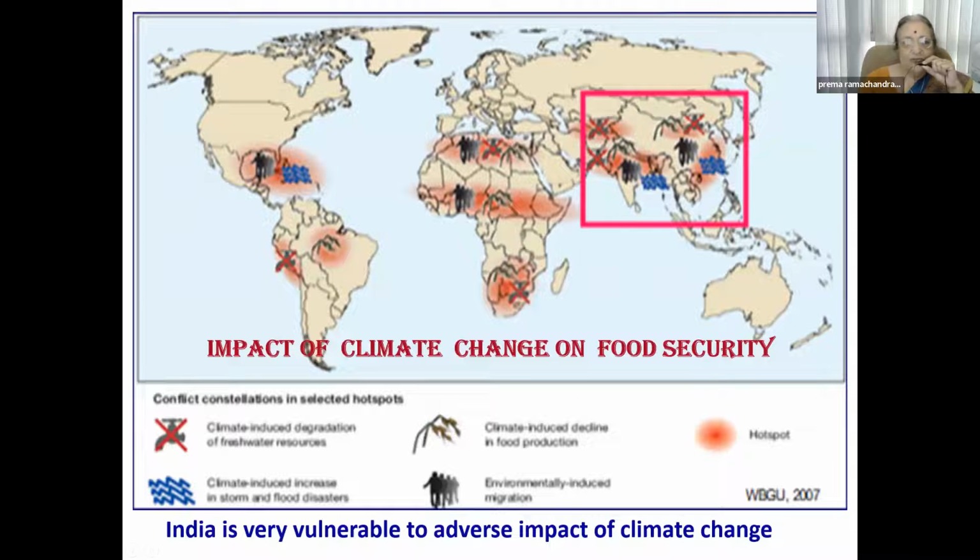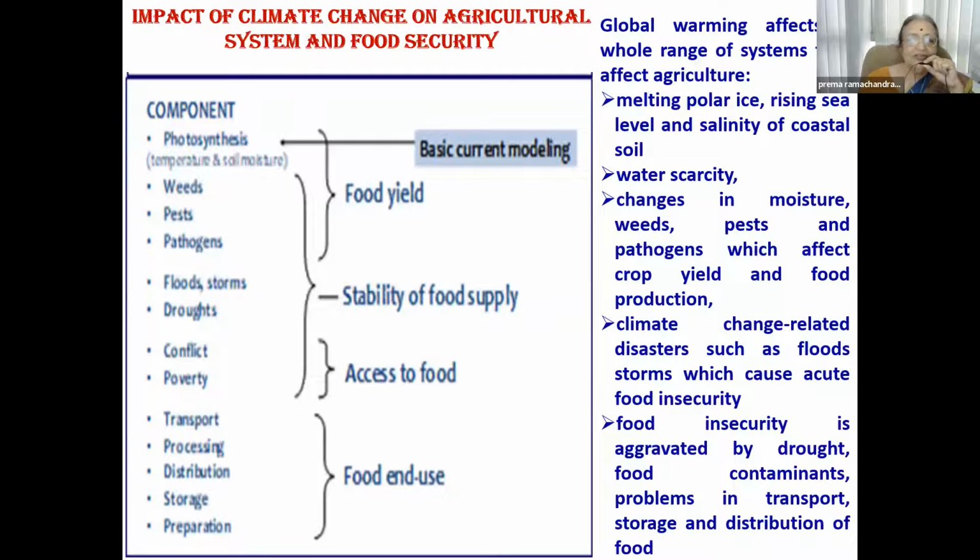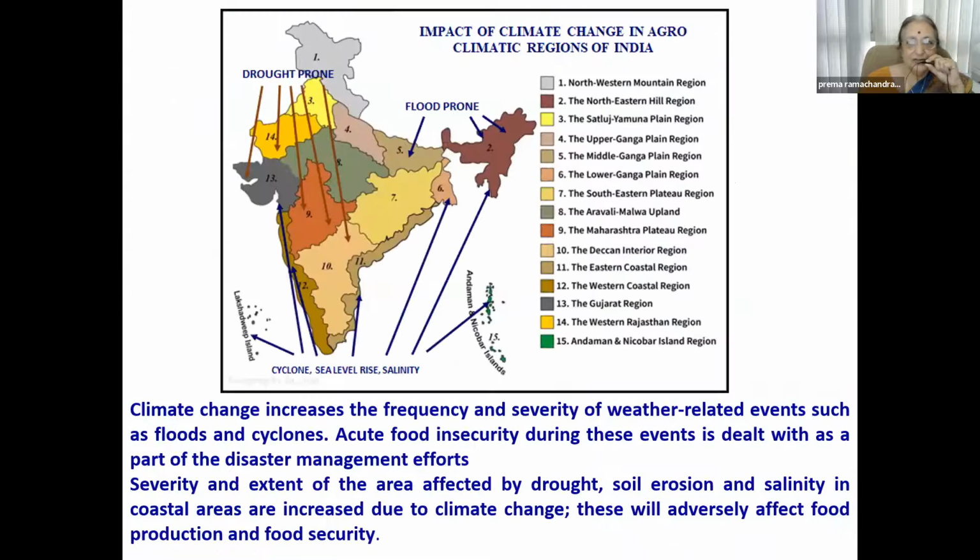While talking about this, we also need to look at where climate change has the maximum impact on food insecurity. Nowhere else except the most populous continent of the world, Asia; both China and India are very vulnerable to the adverse impact of climate change. I will skip this slide because Dr. Lakshmaya has already shown. I would like to show you the impact of climate change on various agroclimatic zones.